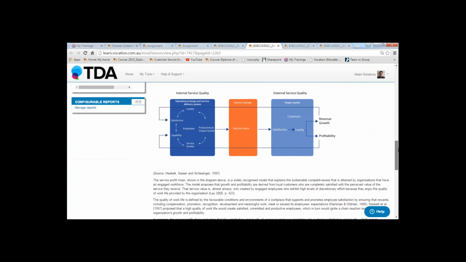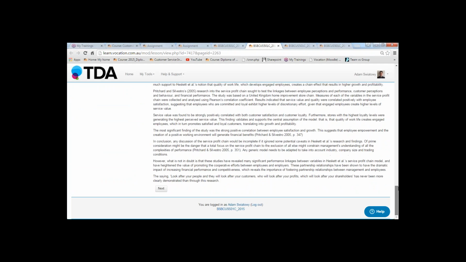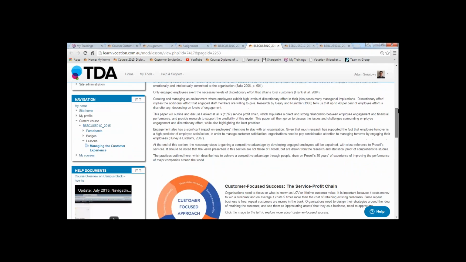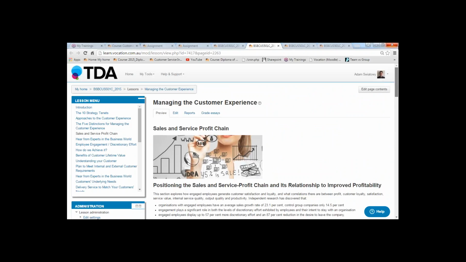Okay, so yeah, there's that image there. So this is the page for students to go to gather a bit more information about that chain. I'll also upload that article from Harvard Business Review so that students can check that one out if they would like.